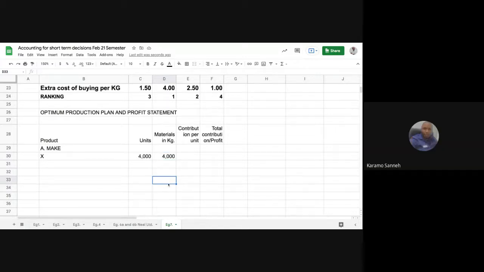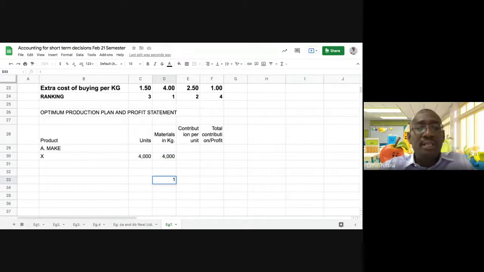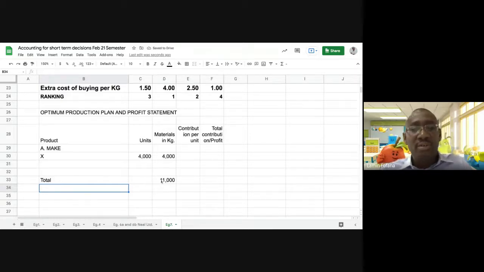So let's have 11,000 here. Let's have our 11,000 here as the total, so that we can monitor it. Okay, it's really important that you have this here, because this is what is available. You don't have to forget about that. That's what is available.